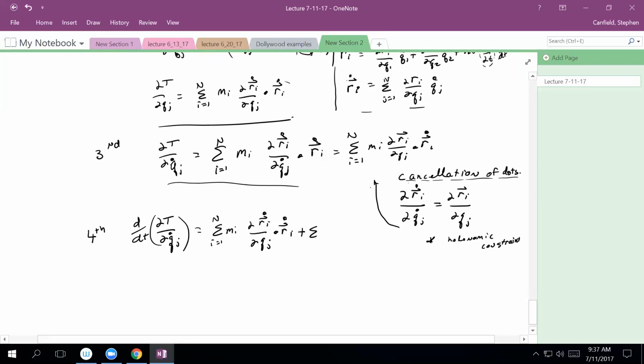Then I go to the second term. I'm writing this out again, I'm not sure why. So I take the first times the derivative of the second. The derivative of the second is the derivative of r_i dot, which is r_i double dot.